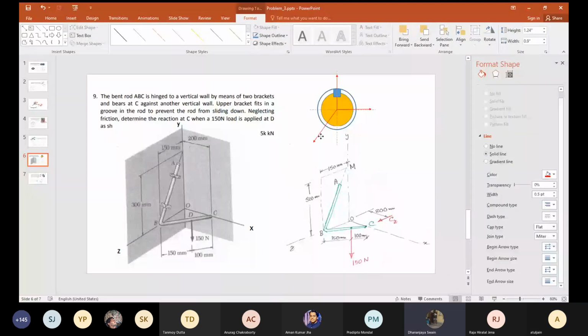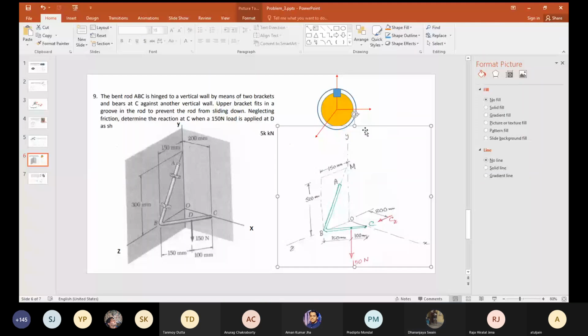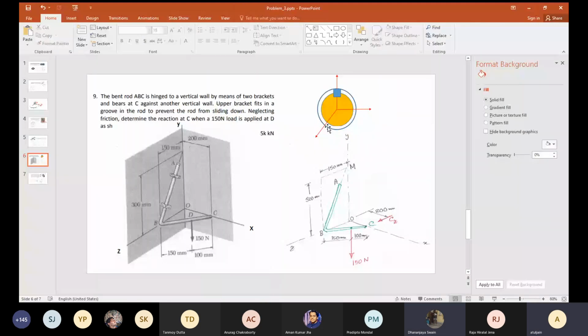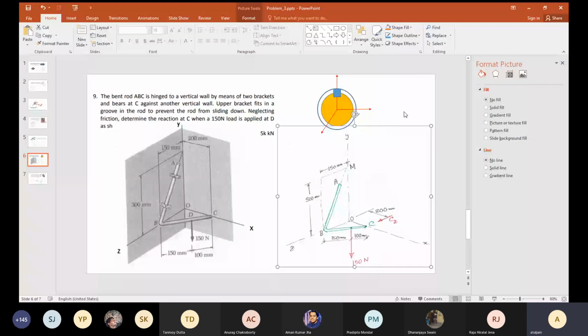Sir, along with force, an extra movement will be added. No, again, it is infinitely small. So it allows rotation, but it does not allow movement in any one of the three directions if a groove has been added.